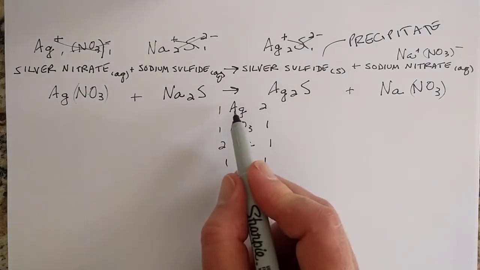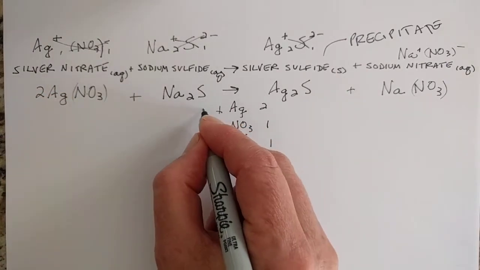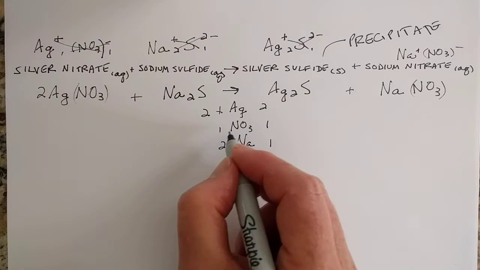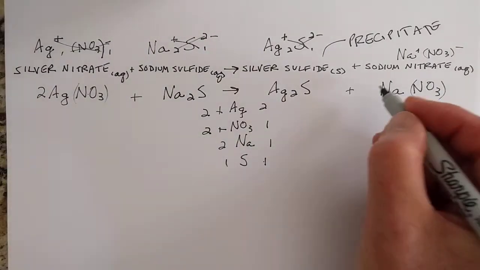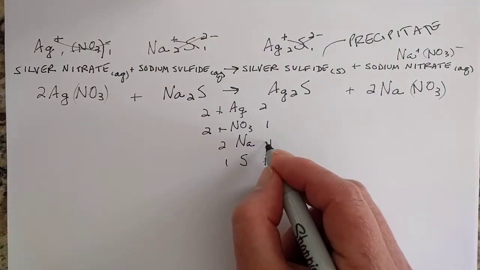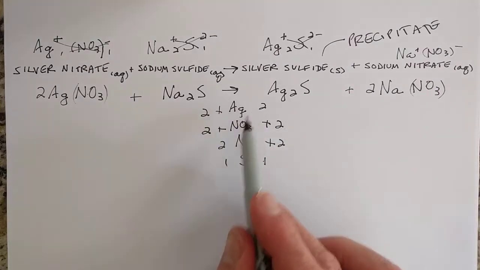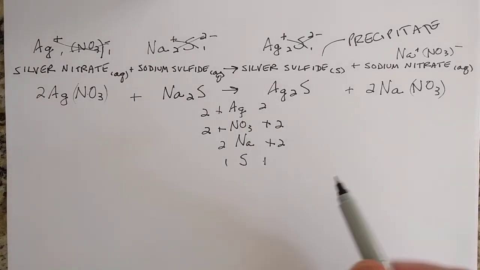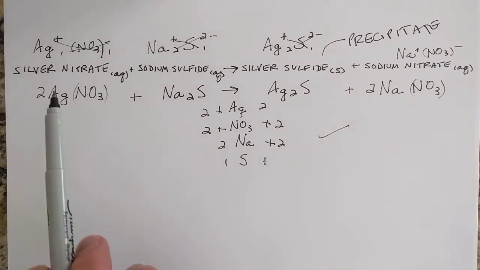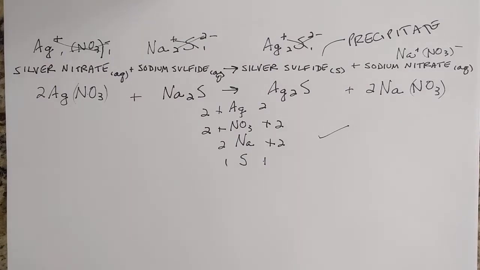All right, we need to balance them. So we need to get 2 silvers, put in a coefficient. So we get 2 silver and 2 nitrate groups. All right, so now we need 2 nitrate groups on this side. Put in a 2. That gives us 2 sodium and 2 nitrate groups. 2, 2, 2, 1. Check our ratio, 2 to 1 to 1 to 2. That is balanced. And here we have 2 ionic compounds, changing ions to yield 2 different ionic compounds.